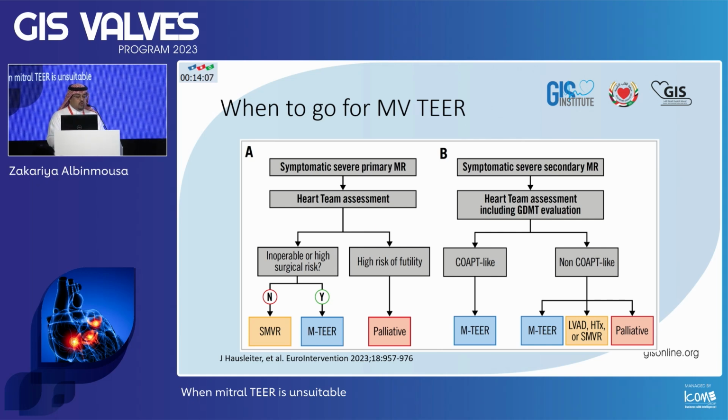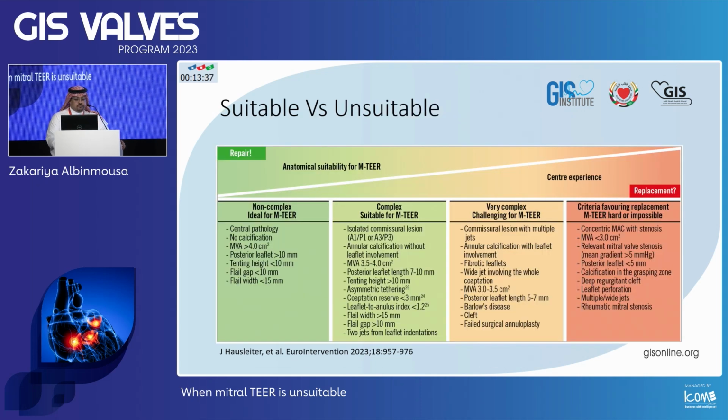Those with inoperable or higher surgical risk, maybe they should go for the mitral TEER. Or for the secondary mitral regurgitation, if those fulfill the criteria of the COAPT-like trial, we prefer to go for the TEER. However, even in non-COAPT-like, the mitral valve TEER is still an option, but with less expected result.